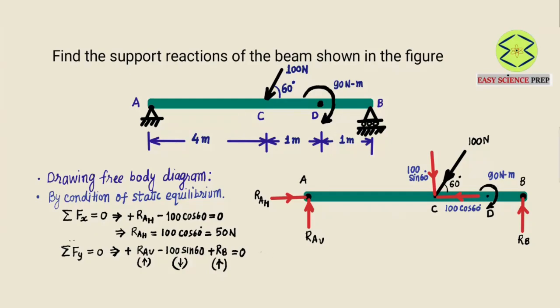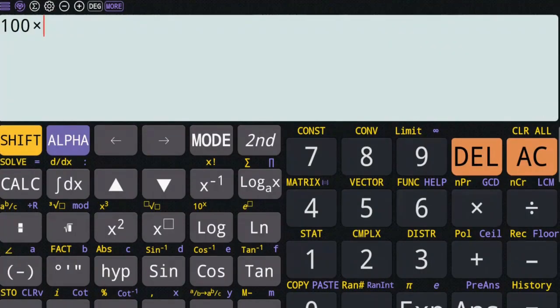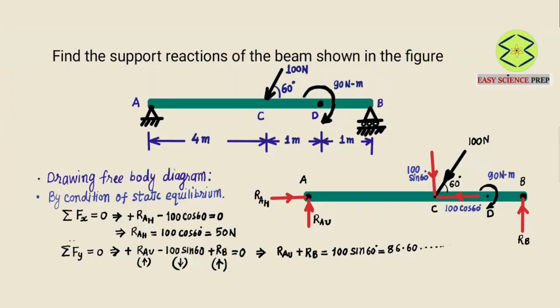So now if I simplify this, you will get an equation of RAV and RB combined together, which is equal to 100 sin 60. To calculate 100 sin 60, the value turns out to be 86.60. So we shall call this equation number 1. We can use it later.